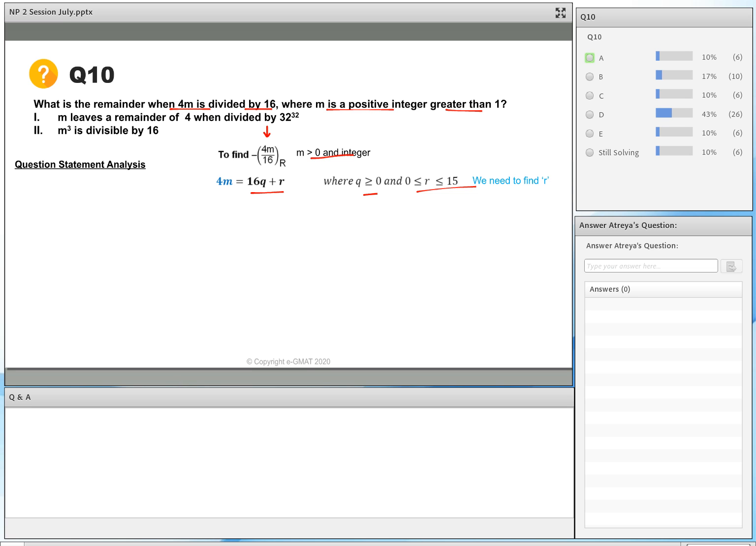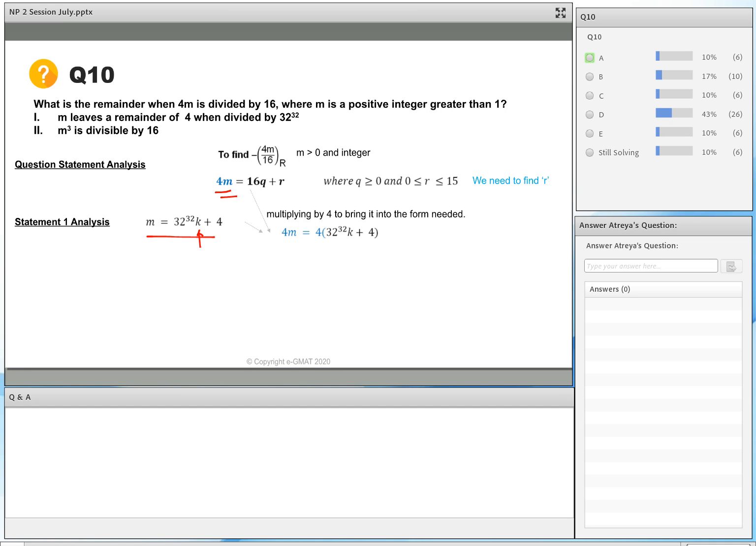What is the first statement? The first statement tells us that m leaves a remainder of 4 when divided by 32 to the power 32. So m can be written in the form of 32 to the power 32 times k, that is the quotient, plus 4. This is the value of m. Now I need to find the remainder for 4m, so let's first convert m into 4m.